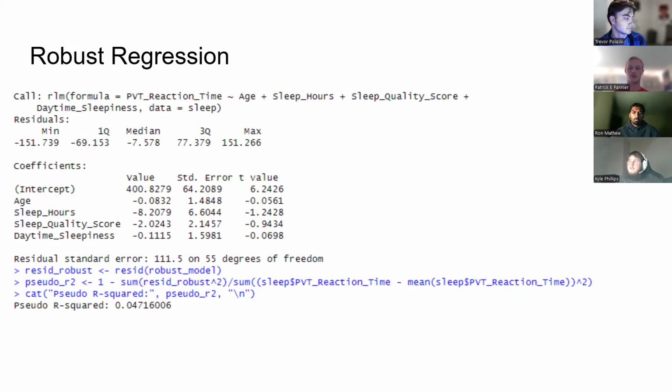Then, because there were some outliers and non-normal errors, I did a robust regression. But again, all of the values were insignificant, and the pseudo R-squared value is 0.047, meaning that almost none of the variation in the data was explained by these predictors.